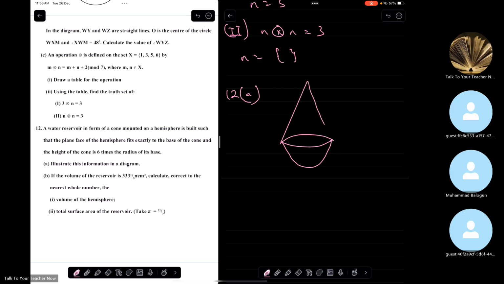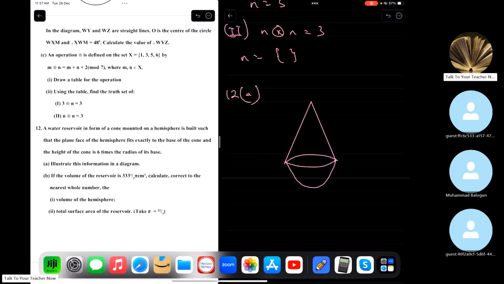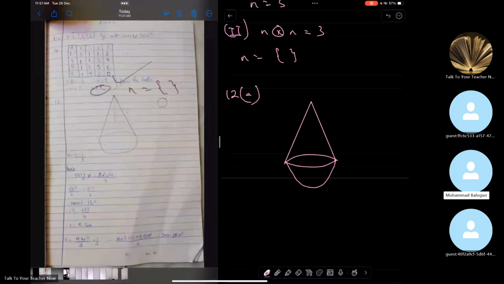Ajara, do you understand that part? Hello? Ajara, do you understand that? Yes, sir. The base of the cone is buried in the hemisphere. Exactly. I drew this diagram. So how did I get 1/11? No, I didn't mark it because you didn't get the solution. They said to illustrate the information in a diagram. Are you sure I didn't give you 1 mark for that diagram?